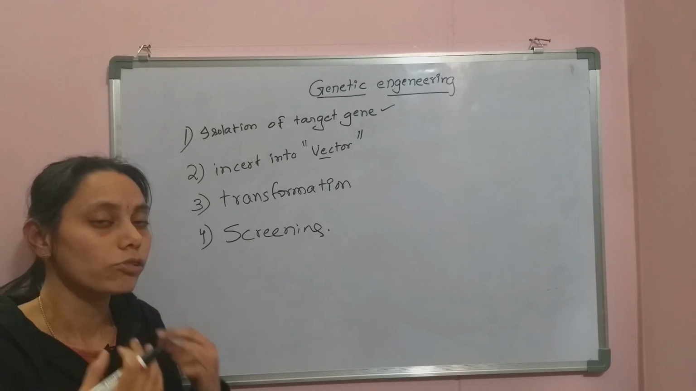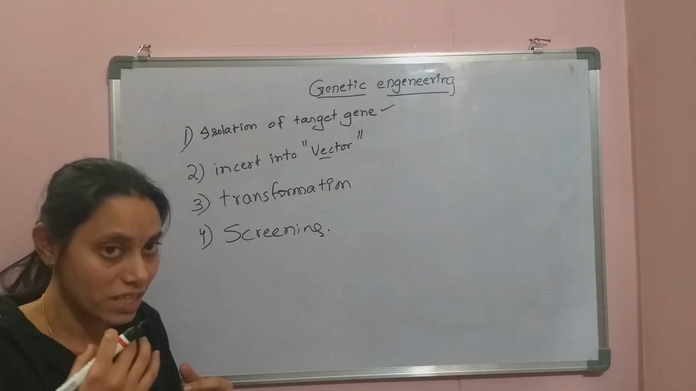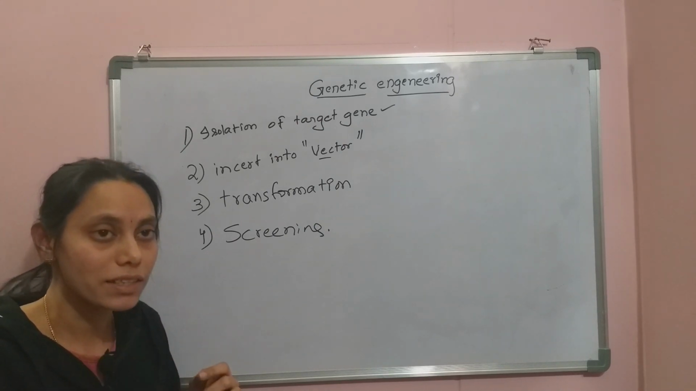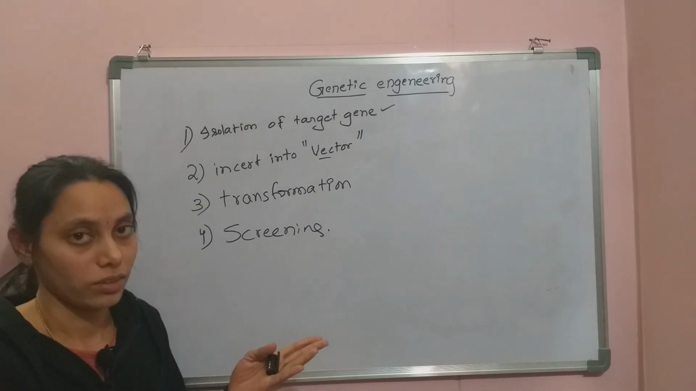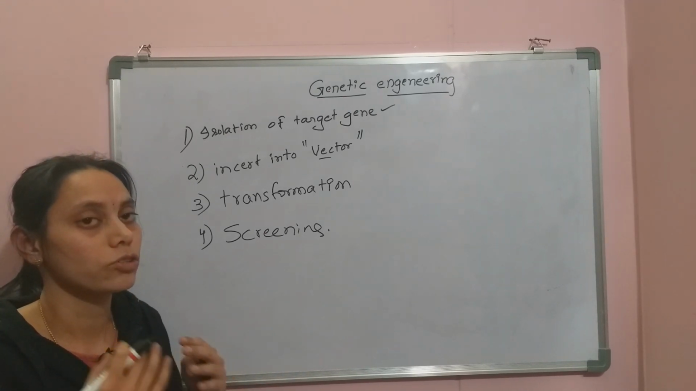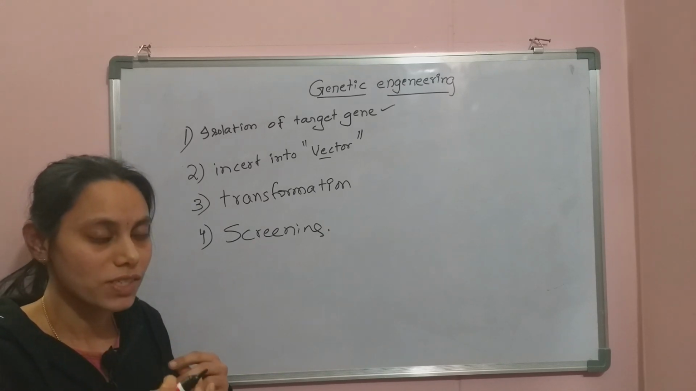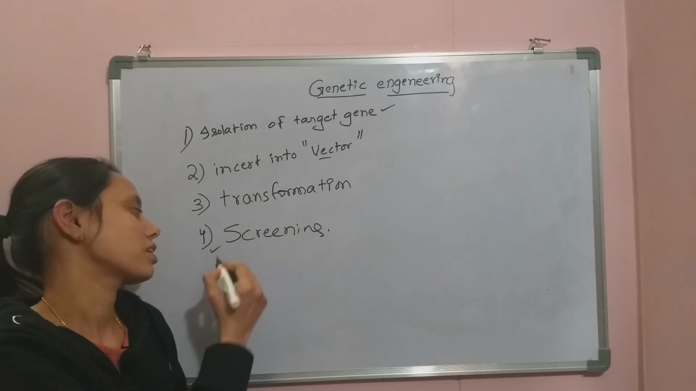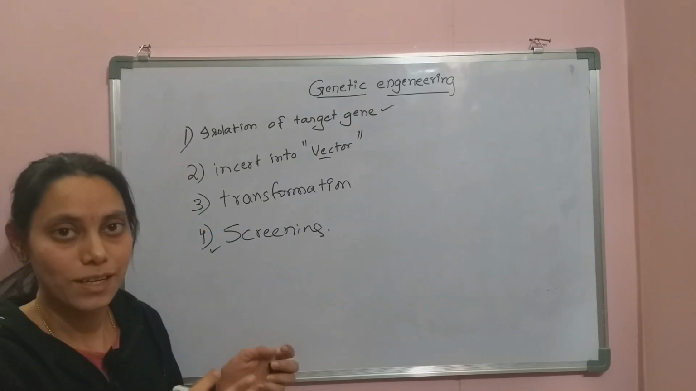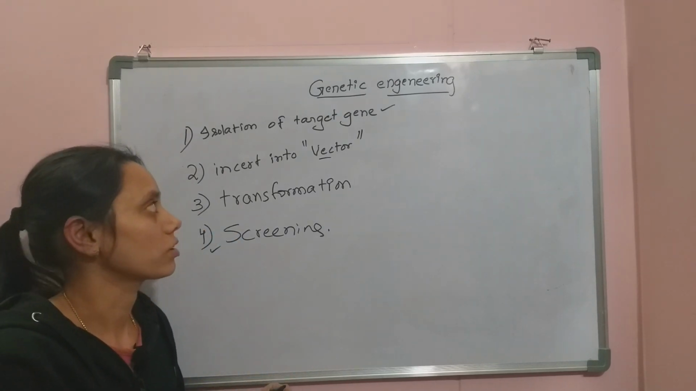So we need to go for selection of the transformed cells, that means the cells that have taken the target gene. Here we need to select the transformed cells against non-transformed cells. So that is the process of screening. So these four are the basic steps in genetic engineering.